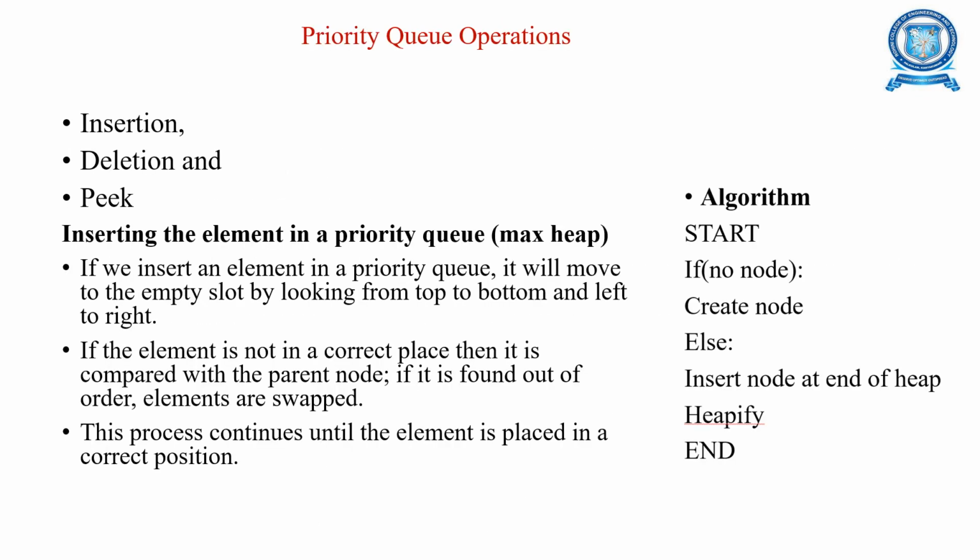Priority queue operations: insertion, deletion and peek. Here we insert an element in a priority queue, that is a maximum heap. If we insert an element, it will move to the empty slot, looking from top to bottom and left to right. If the element is not in the correct place, it will be compared with the parent node, and if it is found out of order, the elements will be swapped. This process continues until the element is placed in the correct position. This is the algorithm. Starting, if there is no node, create a node, else insert the node into the heap until it heapifies, then end.